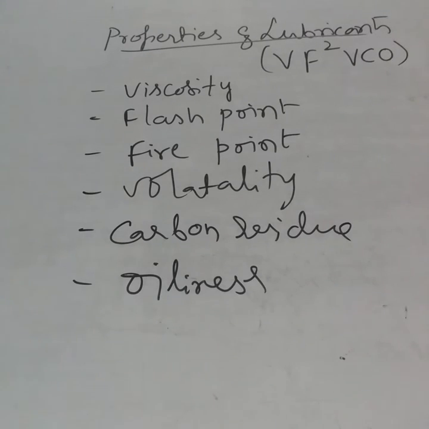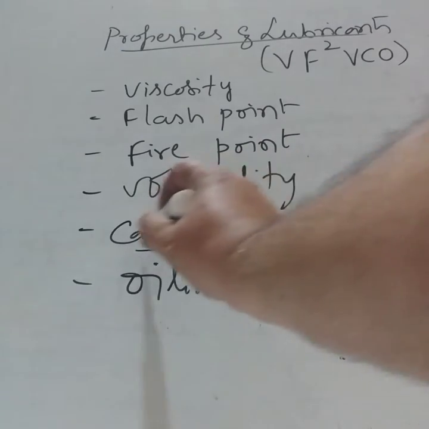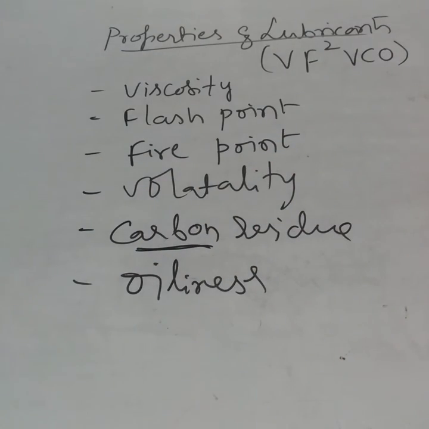Then comes volatility. When working at higher temperatures, some oils vaporize, leaving behind a thick residual oil having changed lubricating properties such as increased viscosity. A good lubricant should have low volatility. Then comes carbon residue. At higher temperature, the lubricants decompose, depositing a certain amount of carbon on the surfaces. The deposition of this carbon residue on the bearing surfaces is objectionable. Hence, a good lubricant should not deposit carbon residue on the surfaces.